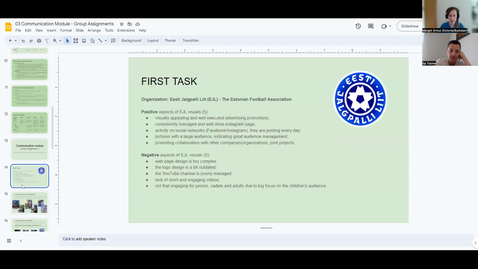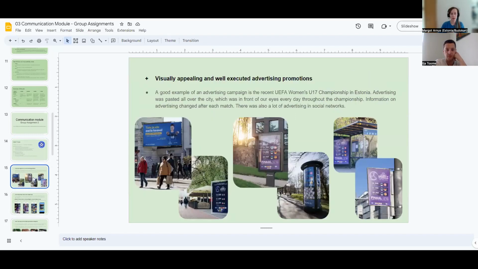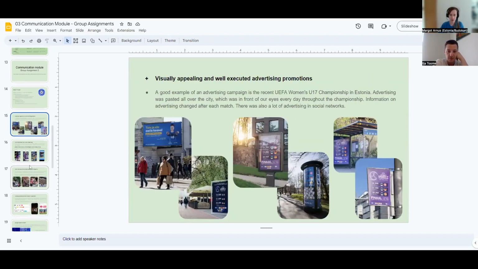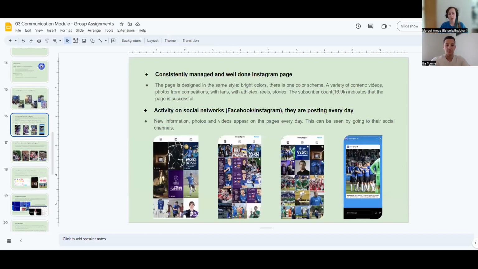Then for the second assignment, we chose the Estonian Football Association to analyze their visual identity. For positive aspects, we thought they have really well executed advertising promotions. They're visually appealing and they're also in places where you often would go by or go through and see them. We like their social media because they are very consistent with visuals, and they also have high activity. They're posting almost every day.